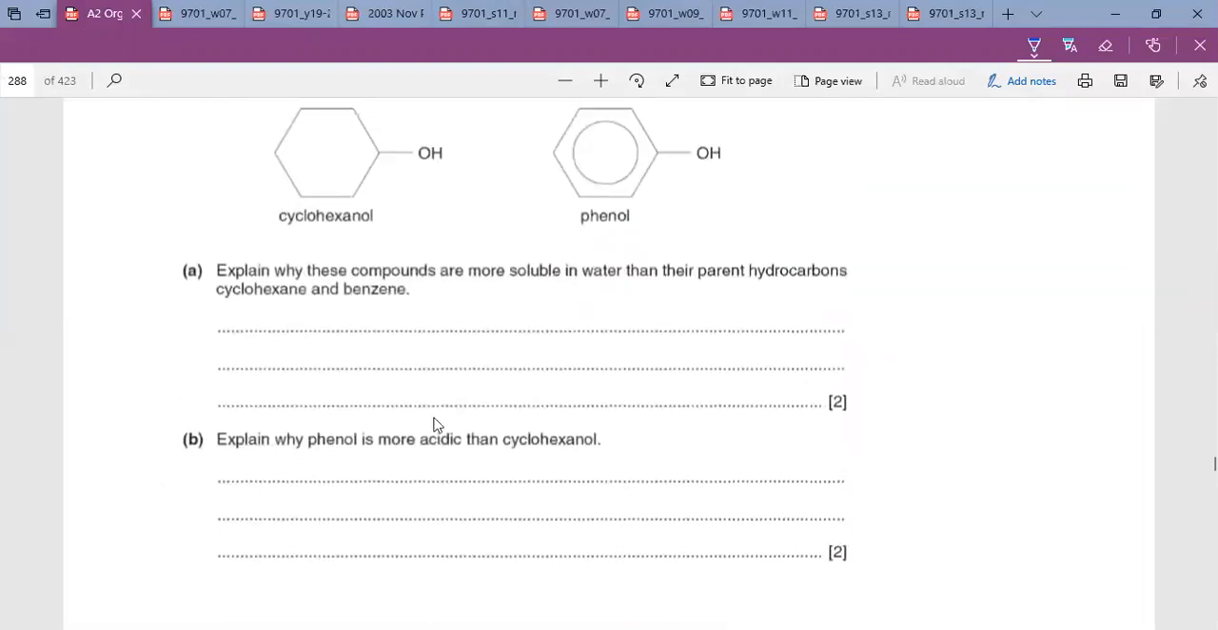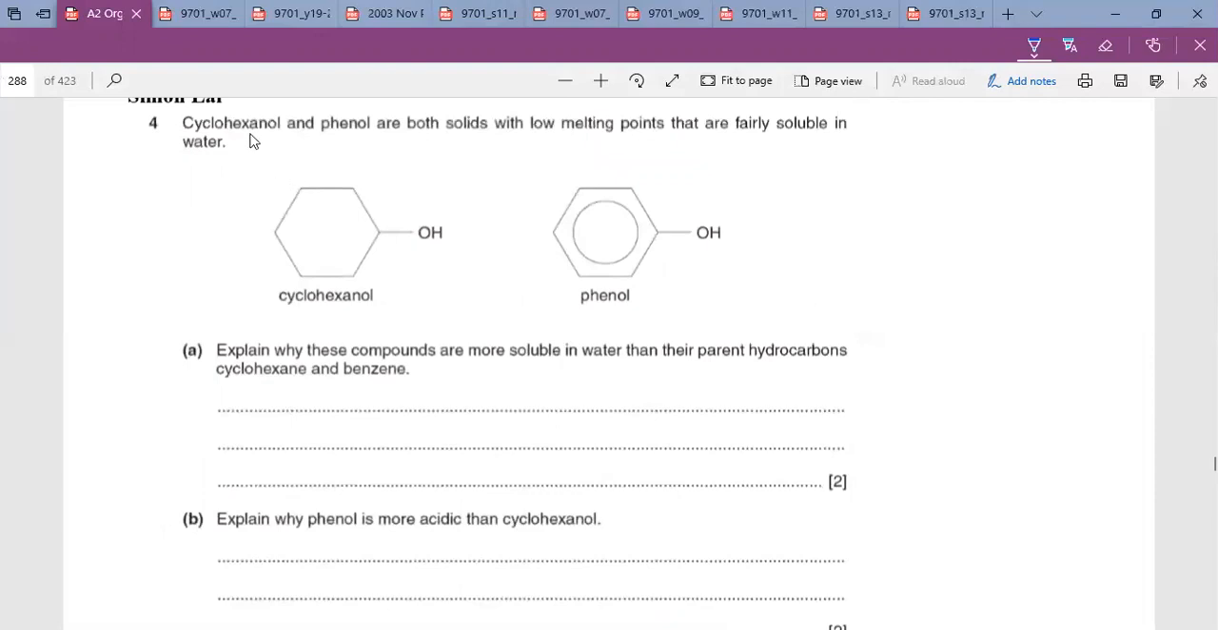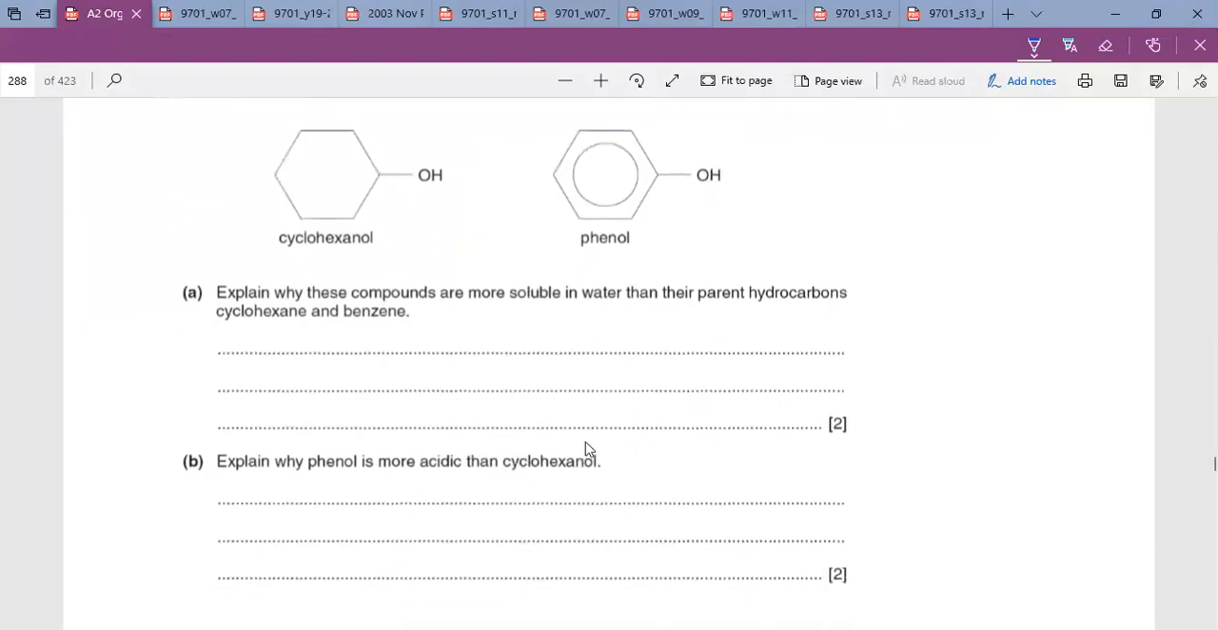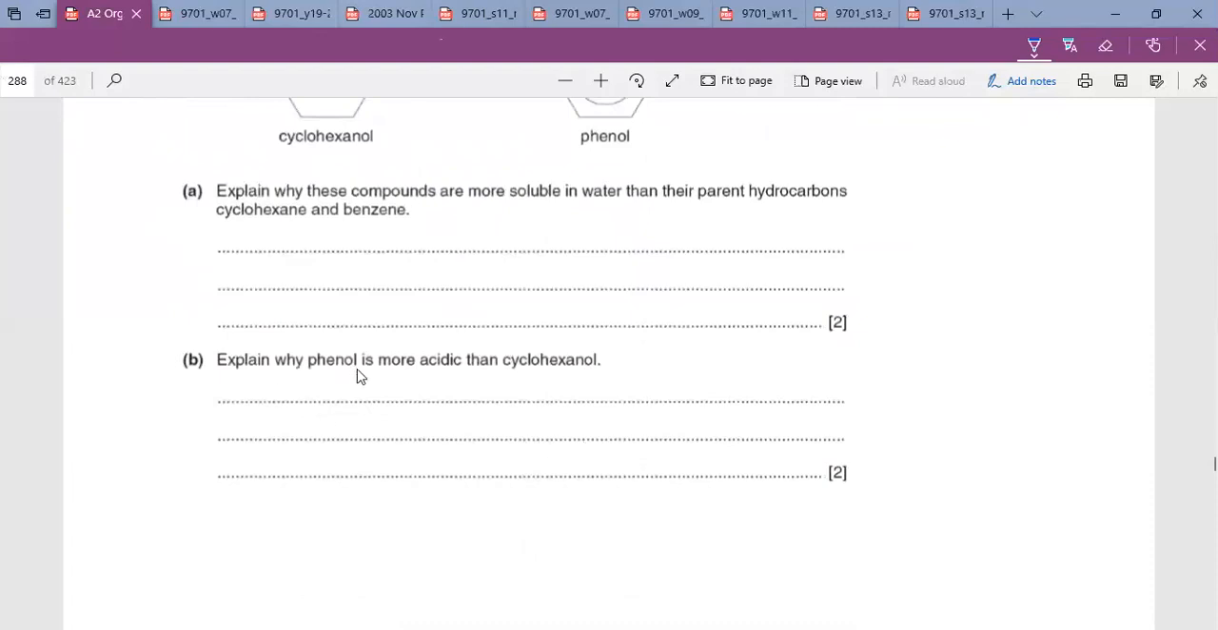Now, you can see here, cyclohexanol and phenol are both solids with low melting points and fairly soluble in water. Not very, but only fairly. Explain why they are more soluble in water than the parent hydrocarbon. Of course, they can form hydrogen bonds. It's 2 marks here. Explain why phenol is more acidic than cyclohexanol.